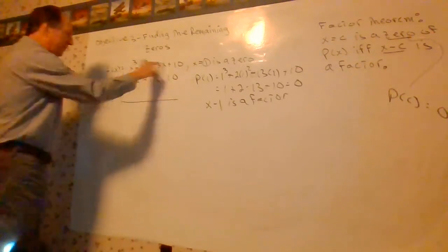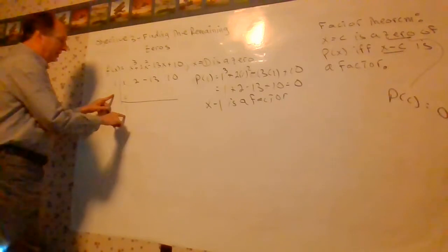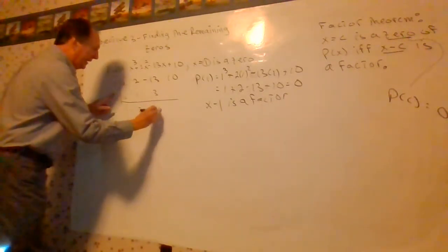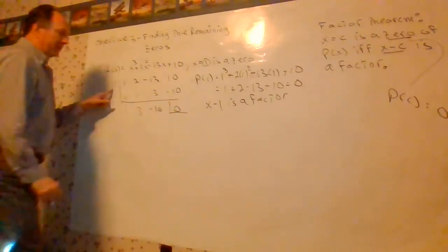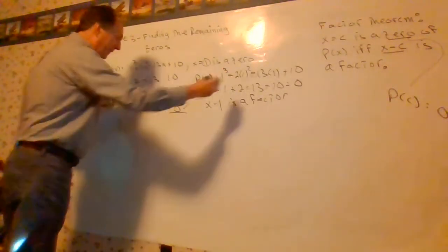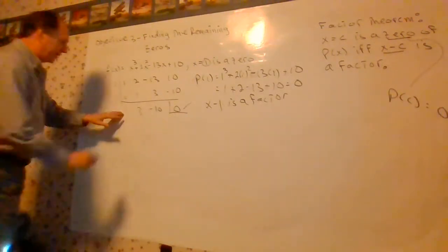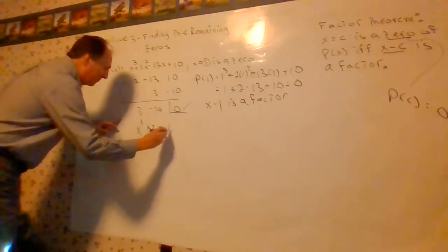Those are just the coefficients of this third degree polynomial. Bring the 1 down, multiply, add, multiply, add, multiply, add. It's a good thing we got 0. That validates this process. Now, this is a second degree polynomial, x squared plus 3x minus 10.